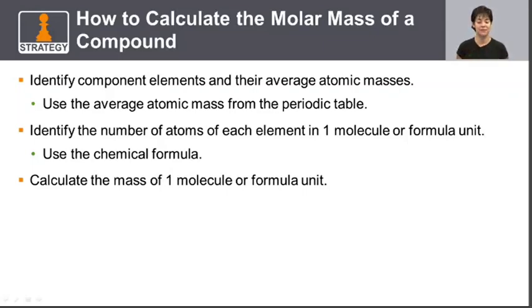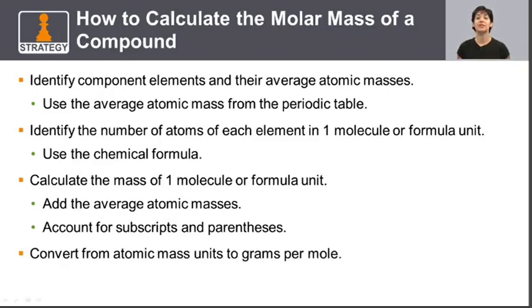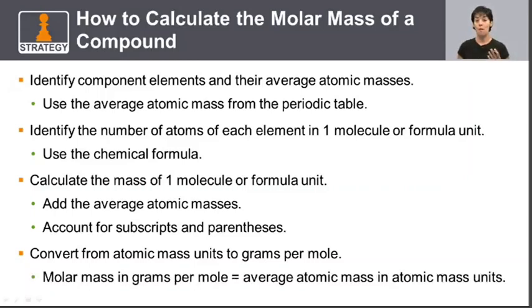We do the maths. We simply add the average atomic masses and account for those subscripts when we're looking at the numbers of those atoms. We add them all together to get the total atomic mass unit. Then, finally, we convert from atomic mass units to grams per mole, remembering our molar mass in grams per mole is the same as, equal to, average atomic mass in atomic mass units.